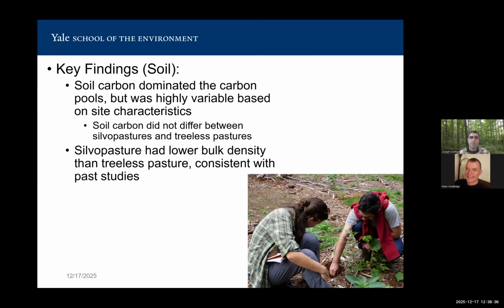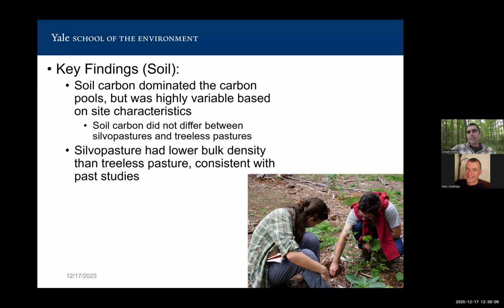Key findings from the soil. So soil carbon dominated the carbon pool. It's a huge pool. And there's a lot of carbon there, and it's super important. Highly variable. Not only the depth of the soil, just like the physical amount of it, how physically deep it goes is variable. But it's just variable across the sites. And we didn't find a difference between silvopasture and treeless pasture. It doesn't mean there isn't one. It just means we weren't able to show one. We weren't able to prove one.